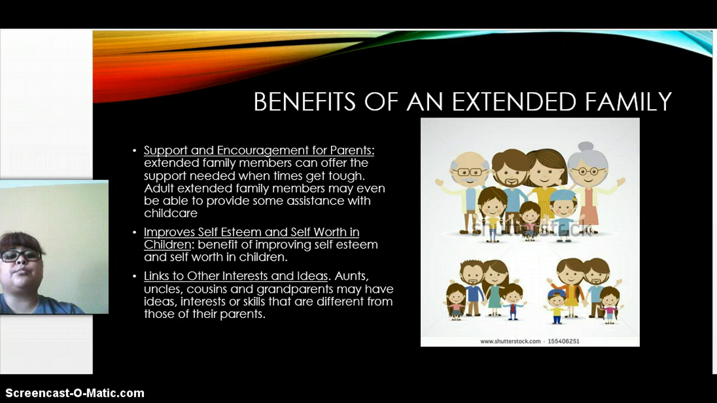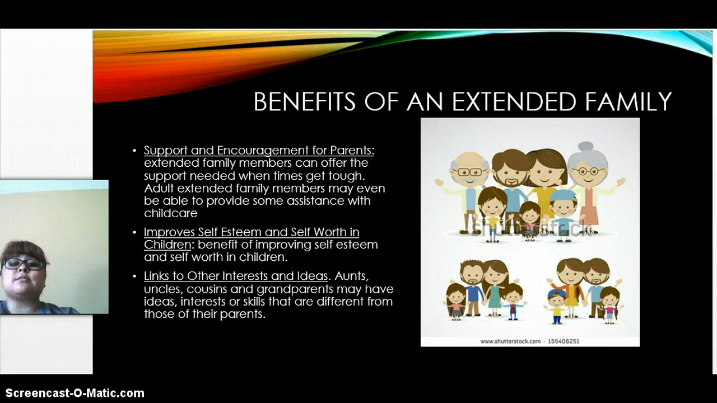Another benefit is it improves self-esteem and self-worth in children. This helps simply because they have more people to encourage and to lift them up during different times and trials and moments in their life.